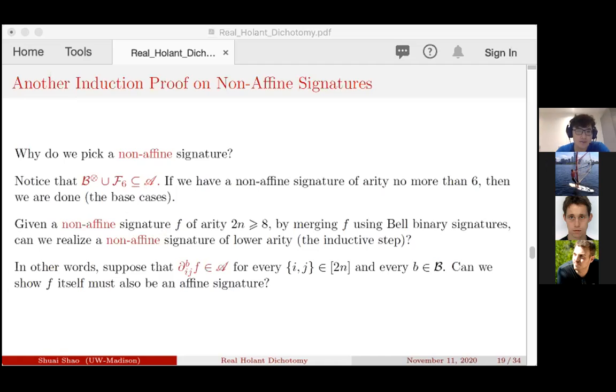In other words, suppose that the signature F satisfies the following property: by merging any two variables of this signature using arbitrary binary signatures, we can only get affine signatures. Then can we show that this signature itself must also be an affine signature?